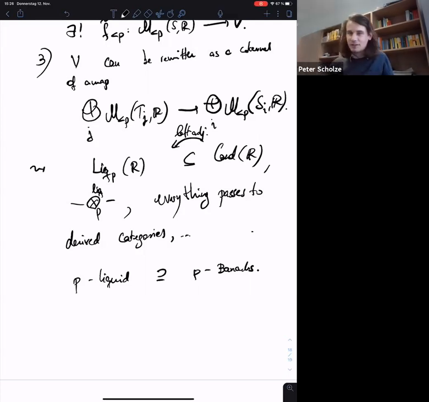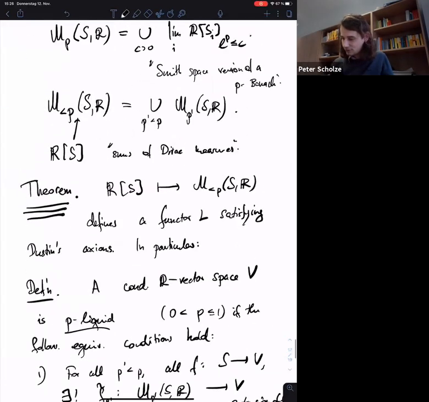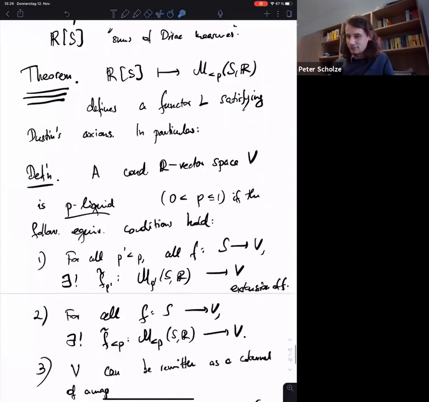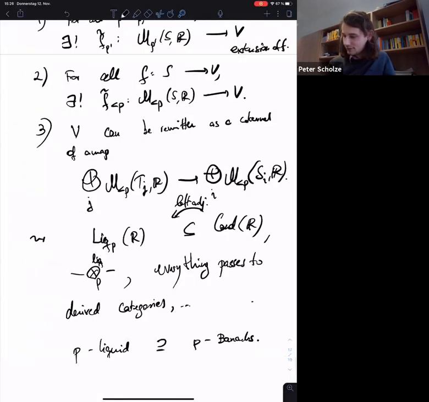By less than p Banachs, I meant those that are a p prime Banach for all p prime less than p, in the same way that I used it here. So here, less than p Banach meant it's p prime Banach for all p prime less than p. Okay, sorry. I agree. I was also confused by my own notation right now.